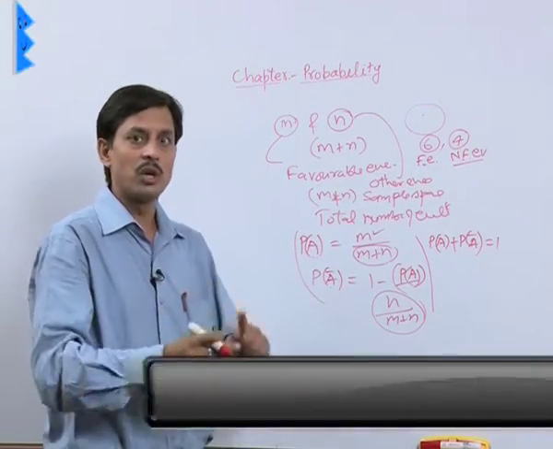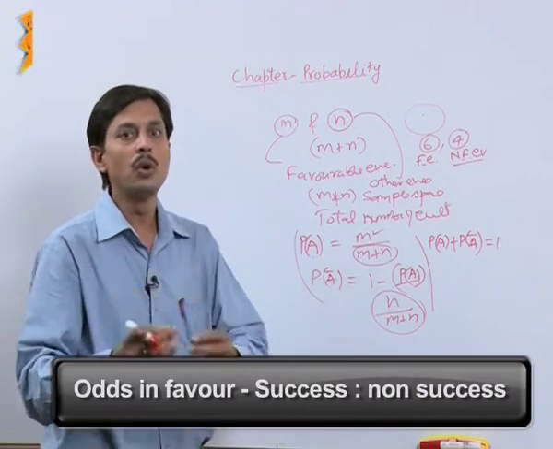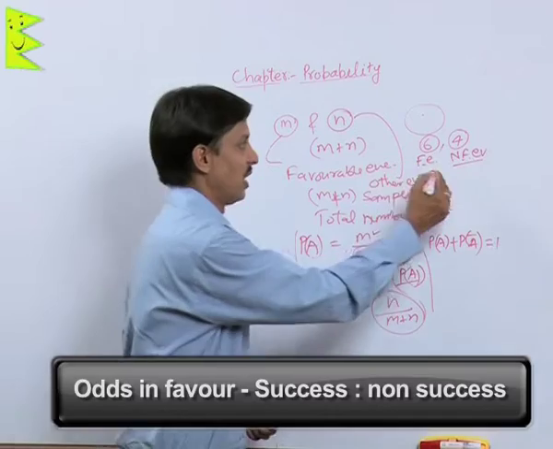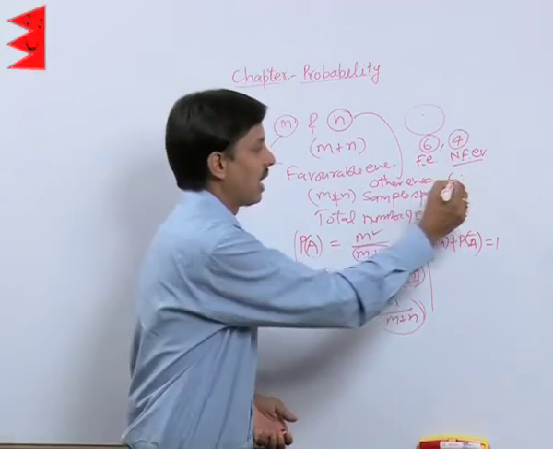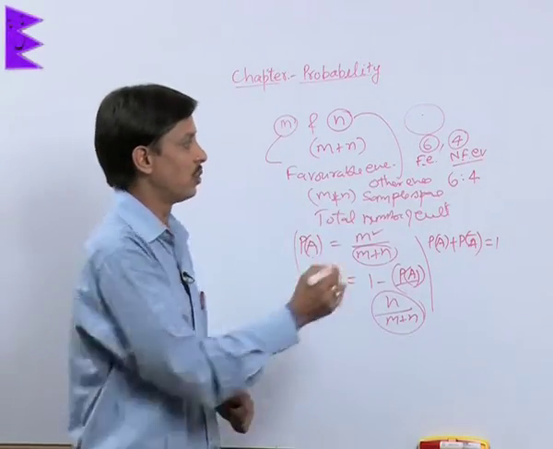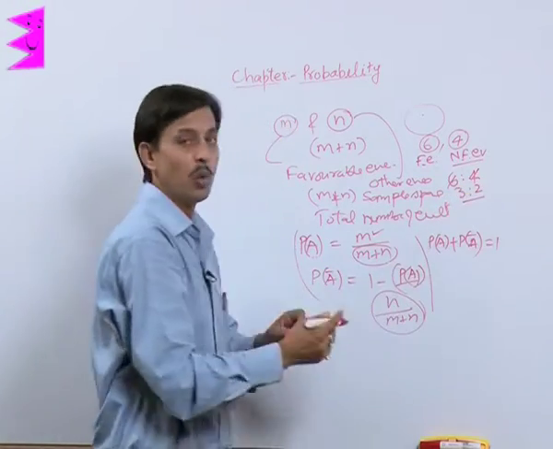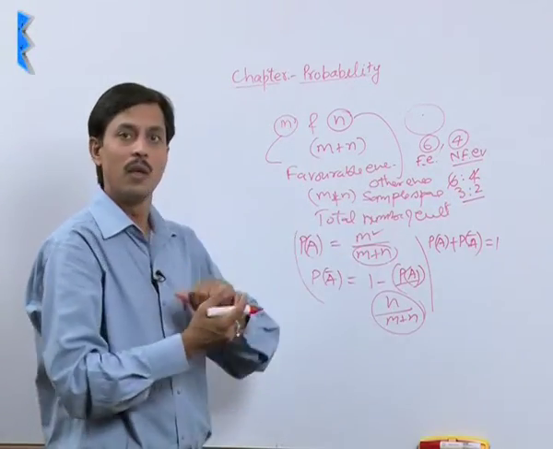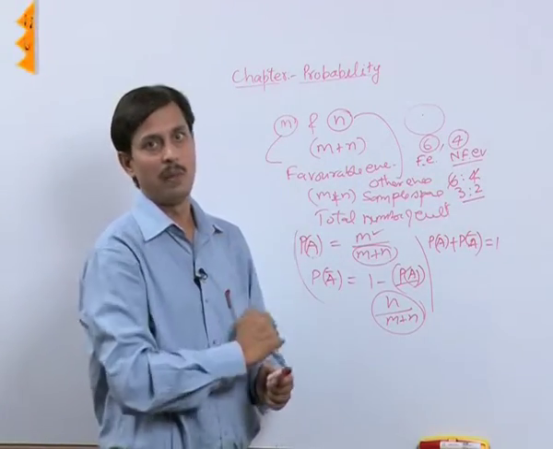Whenever we say odds in favor, it means success to non-success. I have hit this target 6 times and I was a failure 4 times. So this ratio of 6 is to 4, in simplest form 3 is to 2, is known as odds in favor, that is happening to non-happening.